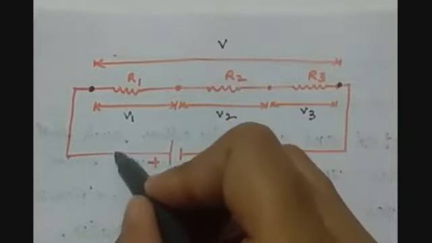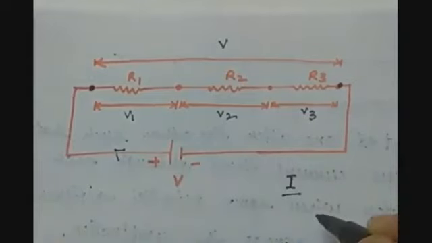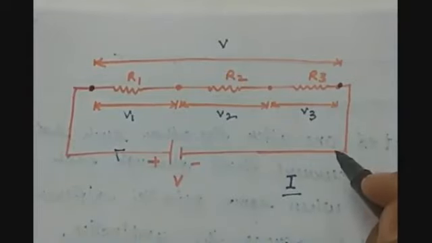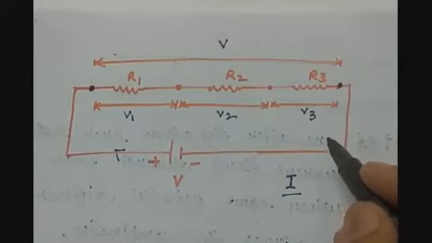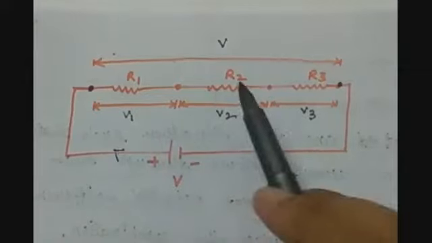Here in the circuit, let's say I current is flowing, because we have seen that in a series combination the same current flows through each resistance. So I current will be flowing through R1, R2 and R3.